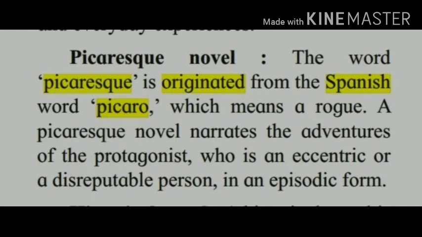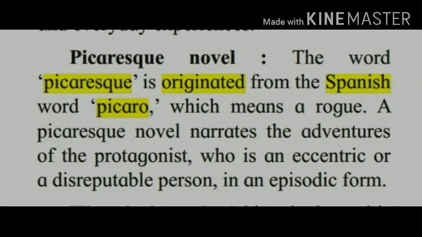Second type of novel is picaresque novel. So, what is the definition? The picaresque novel is a realistic portrayal of criminal life in which criminals and their tricks constitute the chief source of interest. The word picaresque is originated from the Spanish word picaro, which means a rogue.